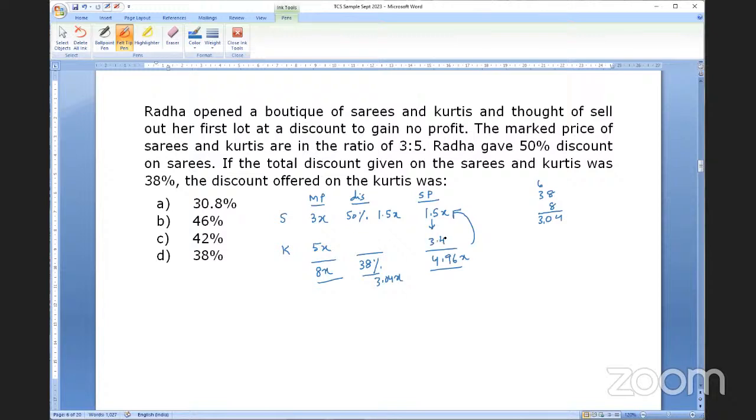That would be 3.46x. That means discount given on kurti is 5 minus 3.46x. Correct? So 5 minus 3.46 will be 1.54x. We just need to calculate how much is 1.54x of 5. So discount given on kurtis is 1.54 divided by 5 into 100. It will go 20 times 2, 8, 10, 1, 3, 30.8%. So the discount given on kurtis was 30.8%. That is option A.